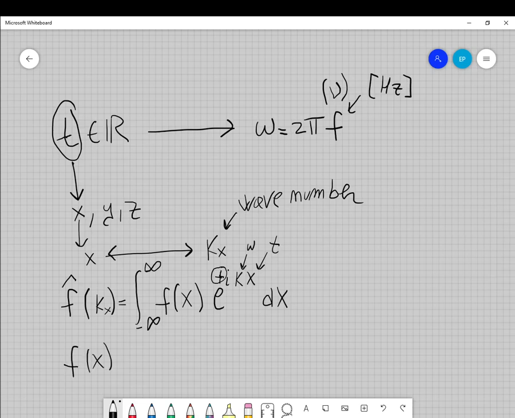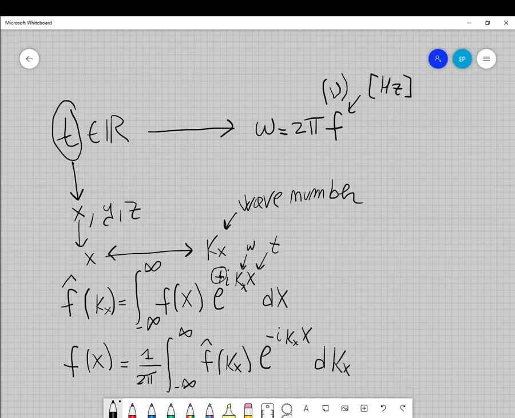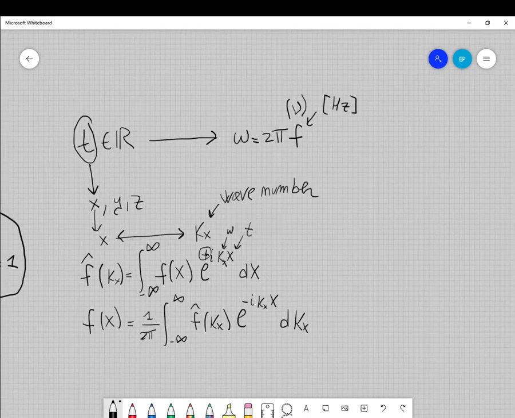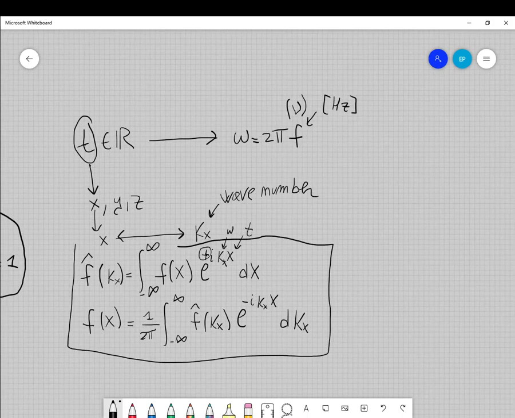The inverse transform is obtained by using this formula. So we have 1 over 2 pi integral from minus infinity to plus infinity of f hat of k sub x times e to the minus i k, this was k sub x, times x, and here we have d k sub x, so we are going to integrate over k sub x. It's very similar to what we have already discussed with the Fourier transform in the time domain. And something similar you can get by substituting kx with ky or kz, and instead of x, of course, you can have y and z. So you have the same exact transformation.